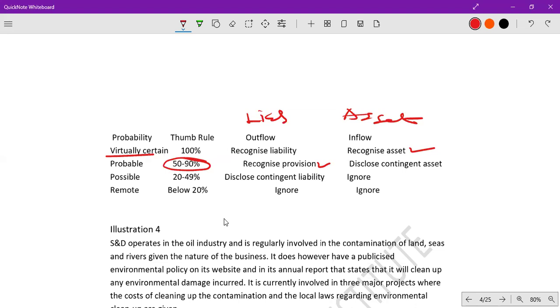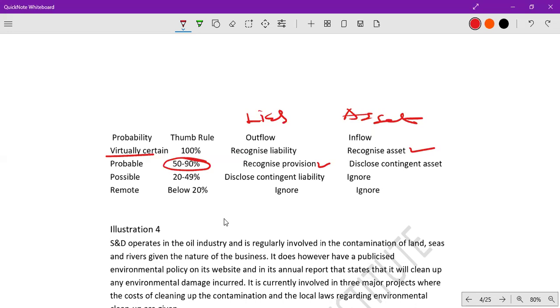We disclose. Please, if you are answering questions under IAS 37, you should be very careful with your choice of words. Recognize here means that you bring the amount on the face of the financial statement. So if it is something that needs to be disclosed and you said it must be recognized, totally zero. Recognition means that we are incorporating the item in the financial statement. Disclosure means that it must appear in the notes.